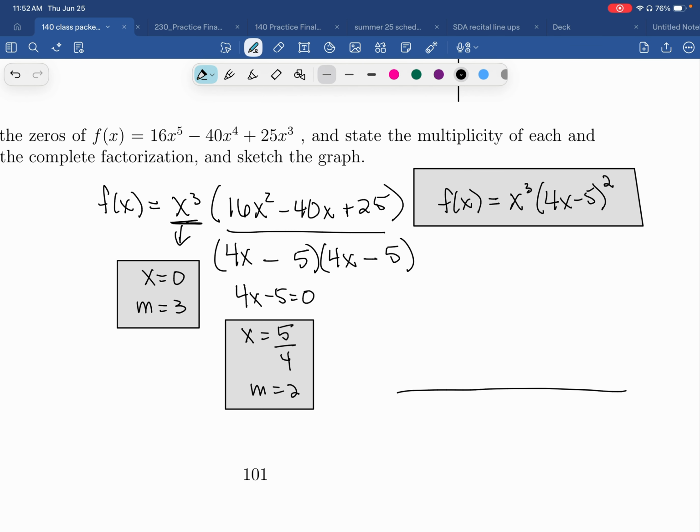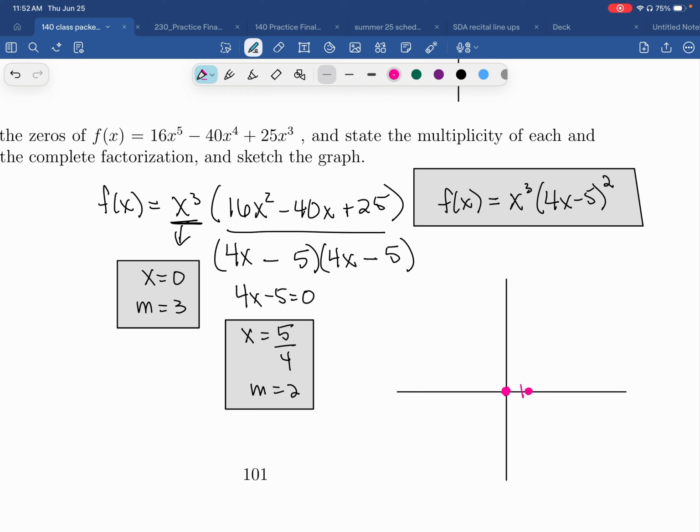And then a quick sketch of the graph. So we've got a 0 at 0, and that one has an odd degree, so we're going to cross through that one. And then that 5/4, that's 1 1/4, so that's going to be about here. And that one has an even degree, so we're going to pop off of that one.